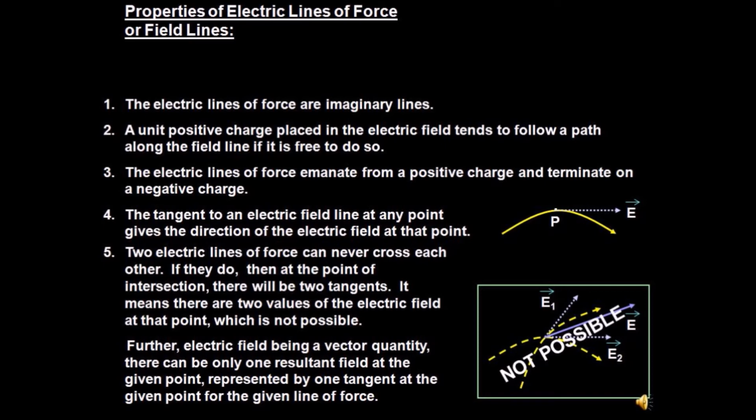Fifth is, two electric field lines will never cross each other, because if they are crossing, then at the point of intersection we can draw two tangents, which shows that two electric field directions are possible at one point. Now this is an impossible condition. At a single point, electric field magnitude and direction will be single only.